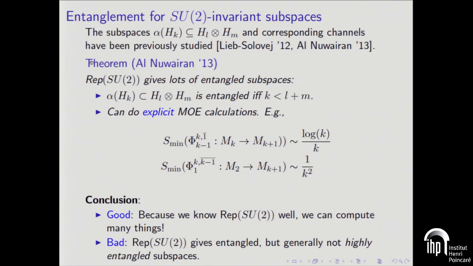So in particular, if you let k go to infinity in these two situations, what these are converging to are both zero. And so this is telling you that the corresponding entangled subspaces are becoming separable in some asymptotic sense, in some large k limit. And in general, when you look at the representation theory of SU2, partly because it's coming from a low-dimensional group, entanglement is there, but it's not going to be there in a high degree.